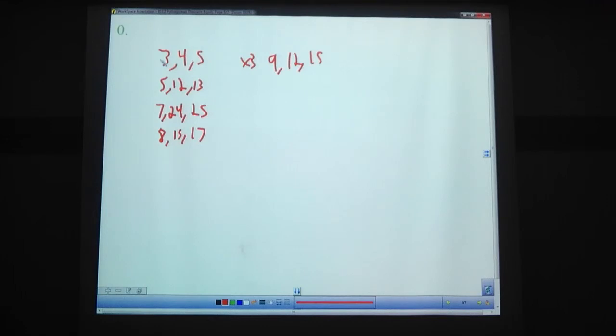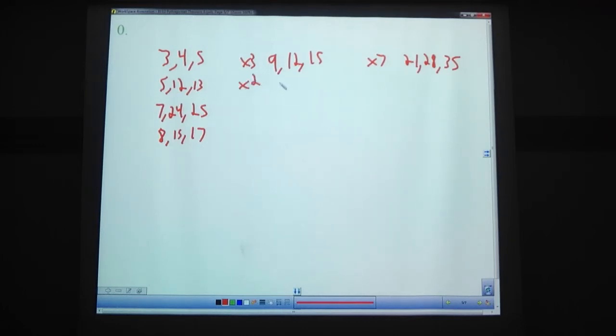I sometimes have students that want to multiply each number by itself. 3 times 3, 4 times 4, and 5 times 5. That doesn't work because the 3 multiplied by a different number than the 4 did, and the 4 multiplied by a different number than the 5 did. So you have to multiply it by the same number. Let's say you multiply them all by 7. So 3 times 7, 21. 4 times 7, 28. 5 times 7, 35.